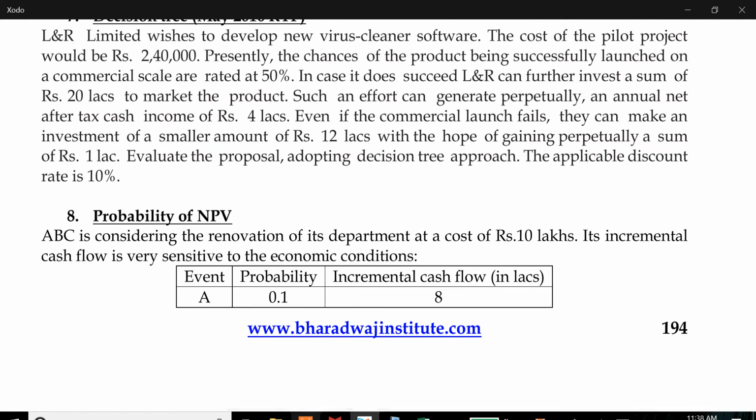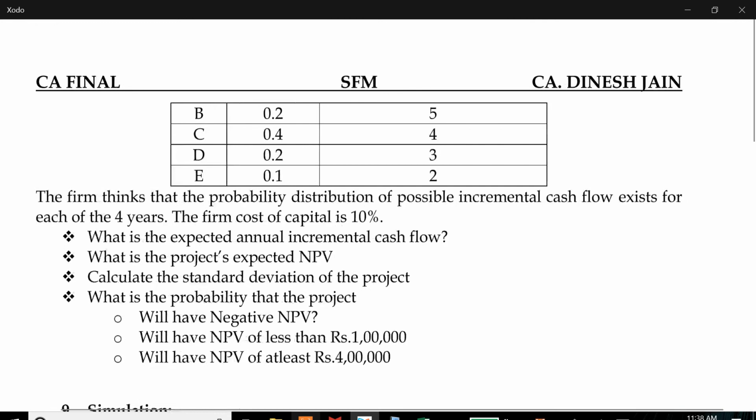Let's go to question 8. ABC is considering the renovation of its department at a cost of 10 lakh. Its incremental cash flow is very sensitive to the economic conditions. The firm thinks that the probability distribution of incremental cash flow exists for each of the 4 years. Cost of capital is 10%. Expected annual incremental cash flow, NPV, standard deviation, probability of negative NPV, less than 1 lakh, at least 4 lakh. Go through the question.